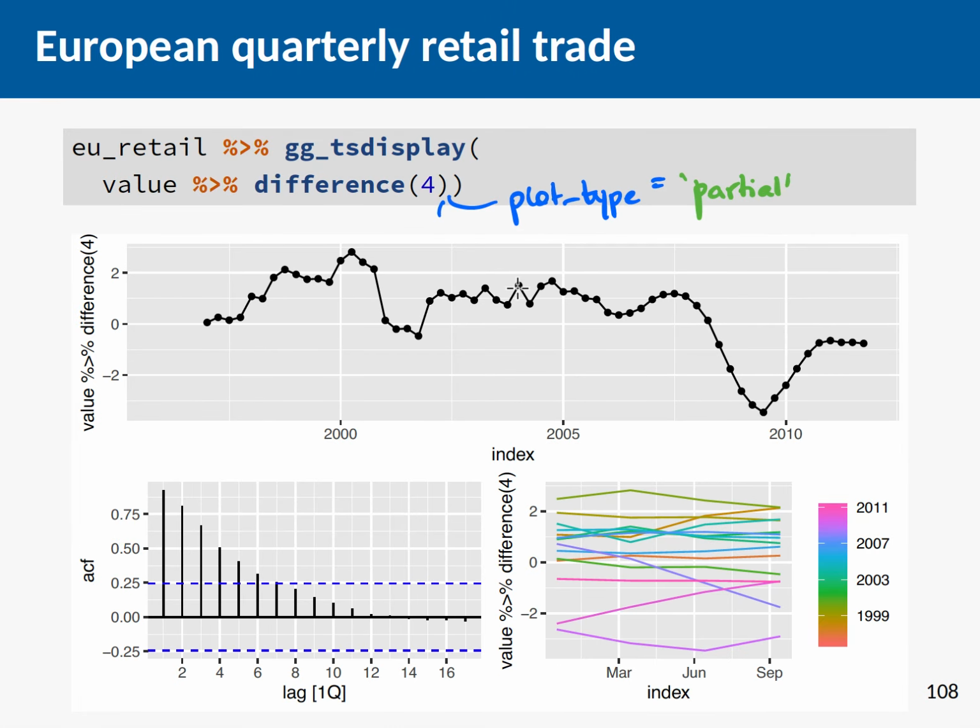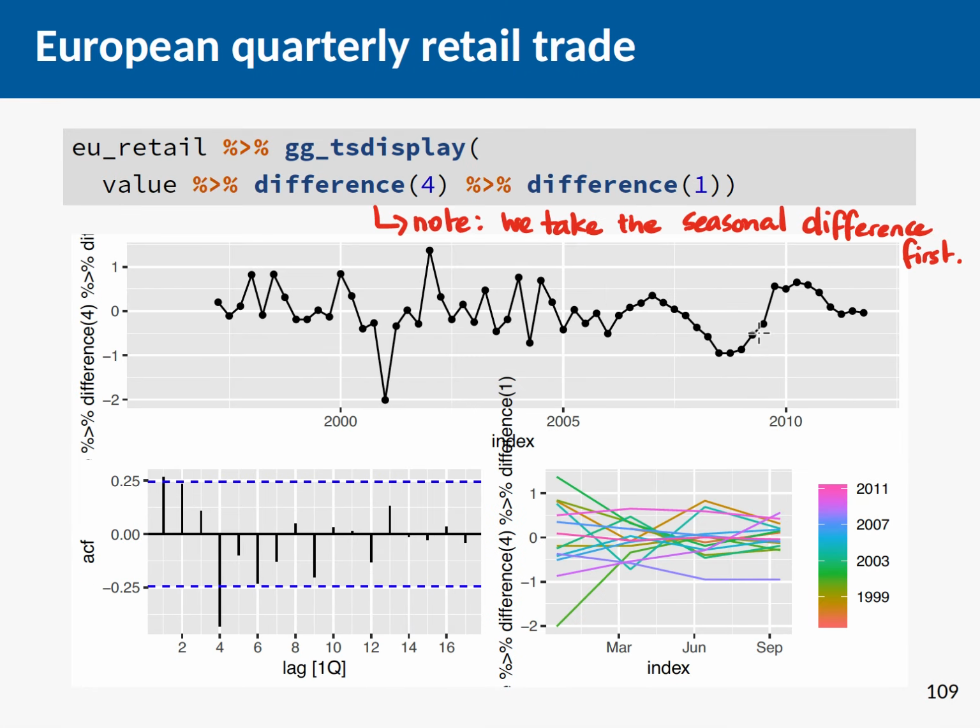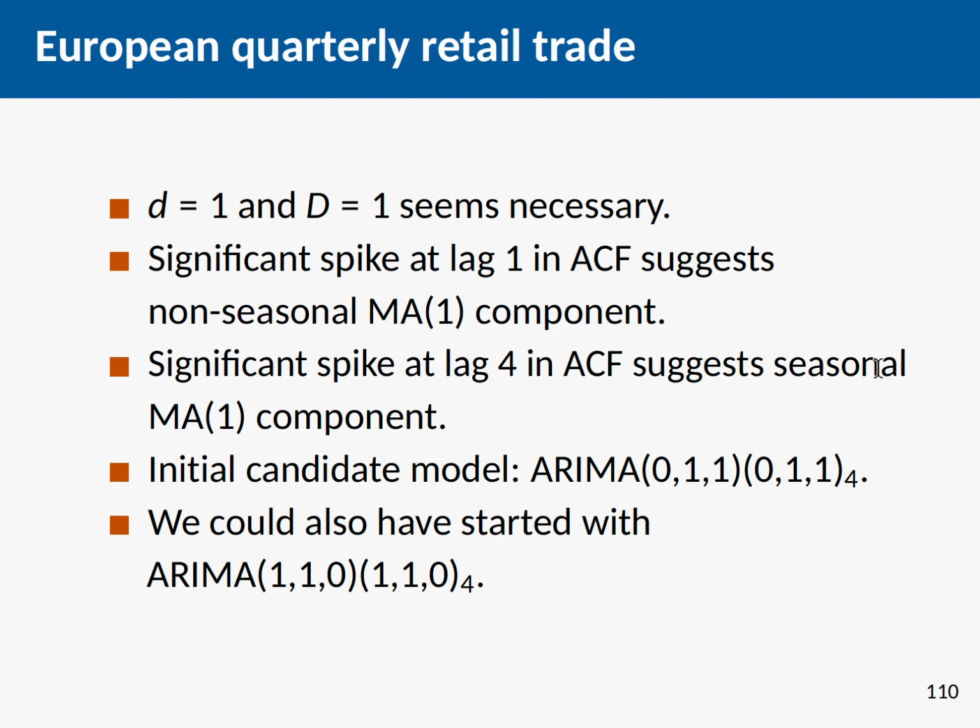So this is just with seasonal differencing. This is with seasonal differencing and the regular differencing. Okay, so it does seem like both types of differencing, seasonal as well as regular differencing, seem necessary. A significant spike at lag 1 in the autocorrelation function suggests that you may have a non-seasonal MA1 component. A significant spike at lag 4 in the autocorrelation function suggests that there might be a seasonal MA1 component.